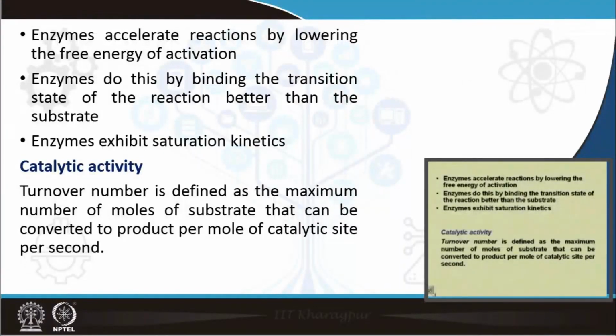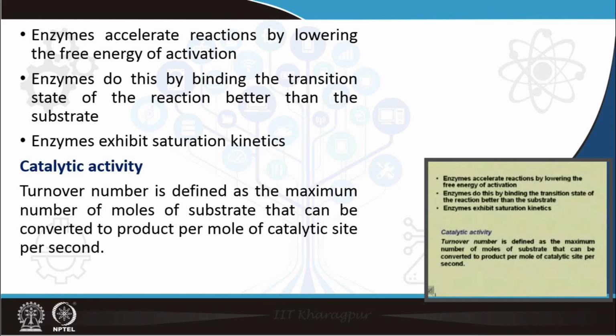So the turnover number is defined as the maximum number of moles of substrate that can be converted to product per mole of catalytic site per second. What do we mean by a catalytic site? Remember, I showed you some diagrams where we had an enzyme active site. Okay, so what are we doing? In that enzyme active site, there are substrates that bind to the enzyme active catalytic site or the active site, and they convert the substrate into product.